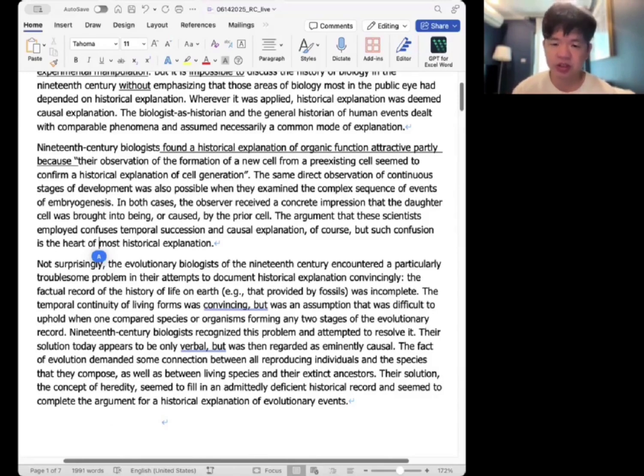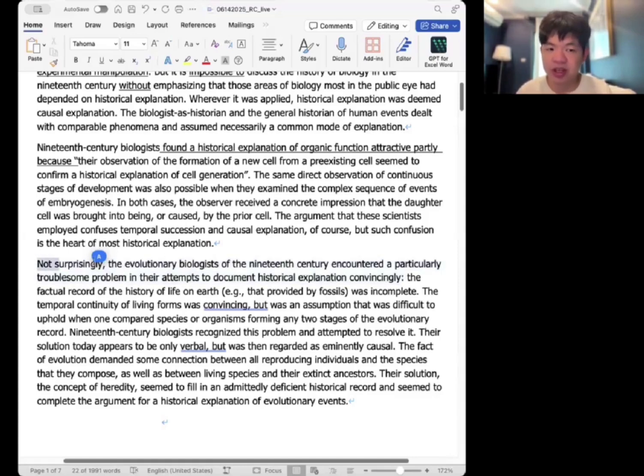So what exactly was this particular problem? It was, in fact, the factual and detailed record of the history of life on Earth. For example, the record provided by fossils is extremely incomplete. So what is the problem here? Well, we want to provide historical explanations, but our data is incomplete, right? Now look at how long this sentence is, isn't it? But in fact, where should the focus of this sentence be?